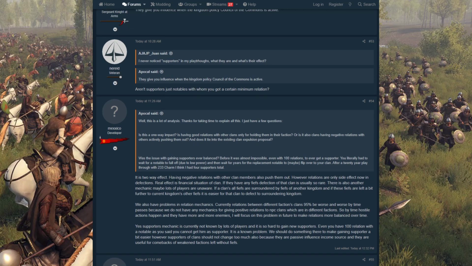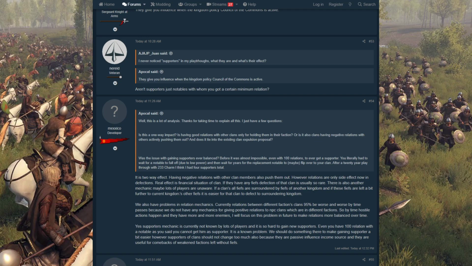It is a two-way effect. Having negative relationships with other clan members also pushes them out. However, relations are only a side effect now in defections. The real effect is the financial situation of the clan. If they have any fiefs, defection of that clan is usually so rare.